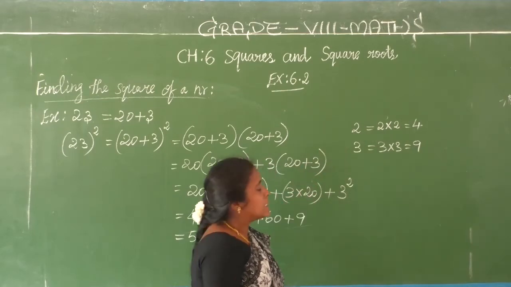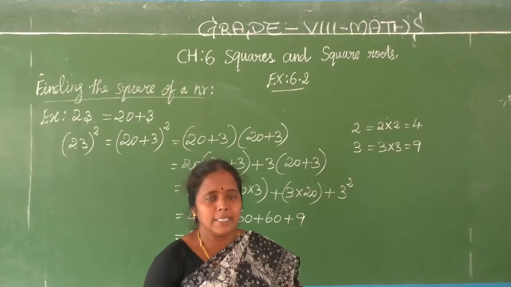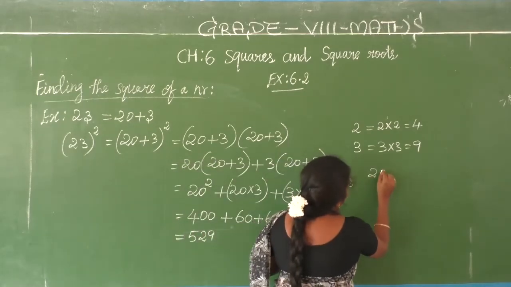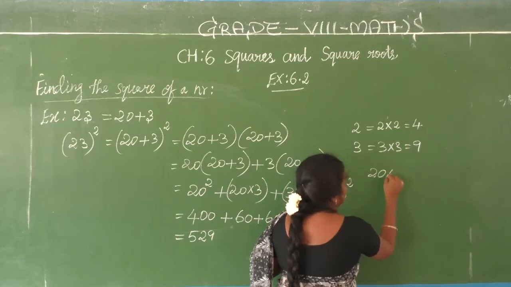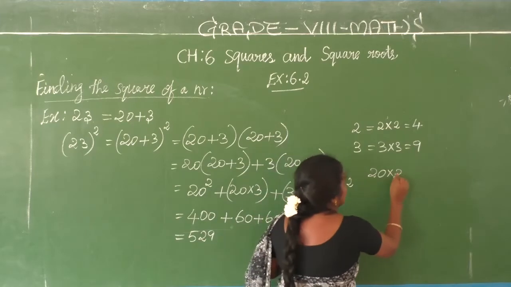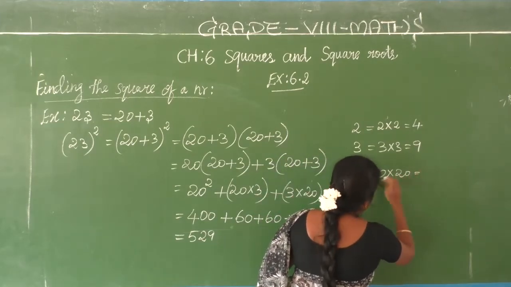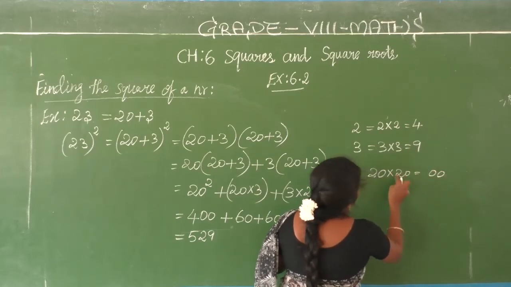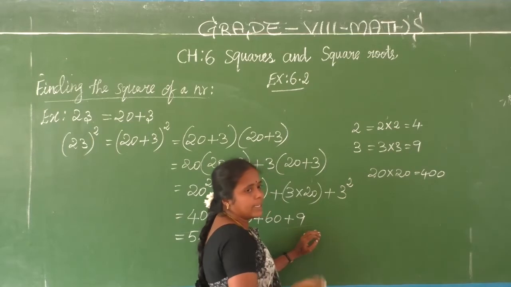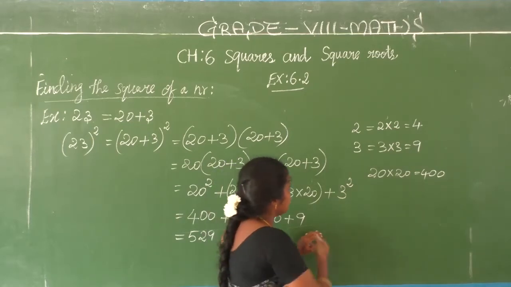Easily we can find them. Suppose the number is too large, that means 2-digit level. How to find that without multiplication? See, 20, this we know easily. For numbers ending in zero, using the property of square numbers we can solve this. 20 into 20: 2 zeros here, then 2 2s are 4, so 400. Easily we can multiply. But if the numbers do not end in zero, how to find the square, that we are going to see.